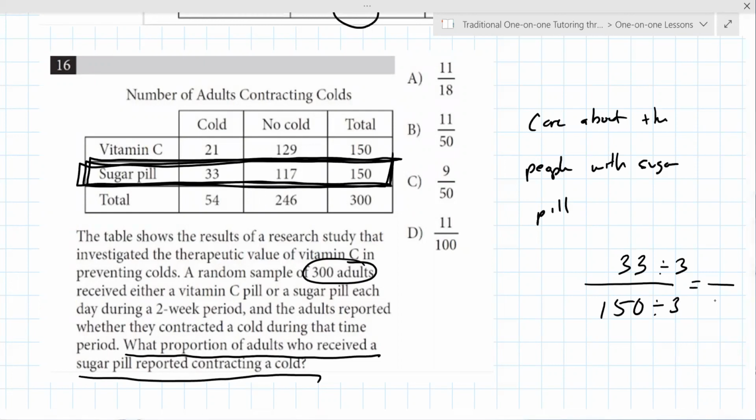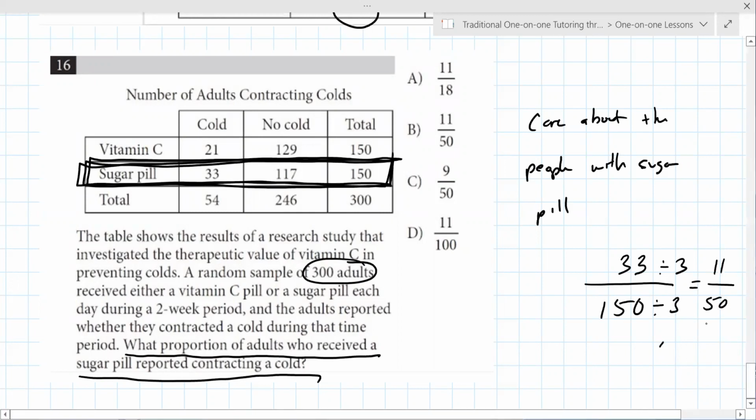Number 3 goes into both of these. I'm trying to get into the mechanic right here. Wait, 11. I know the answer. Okay, so I think I know the answer. 11 over 50. Is it?